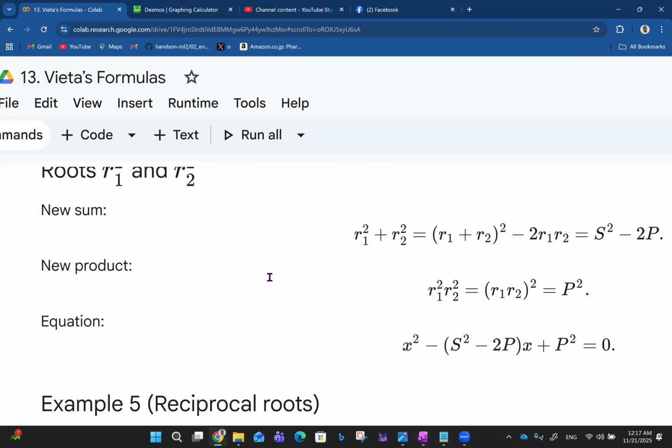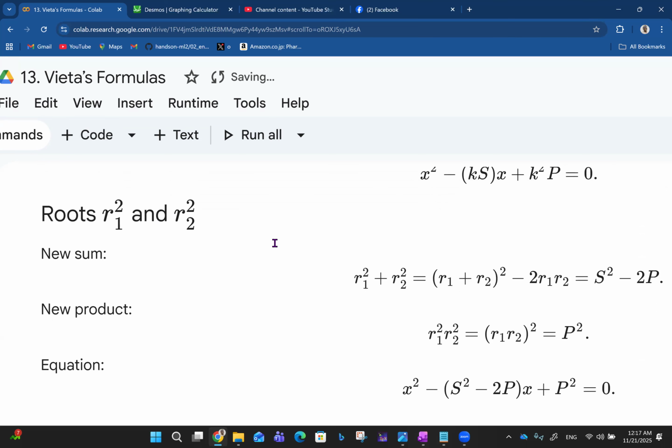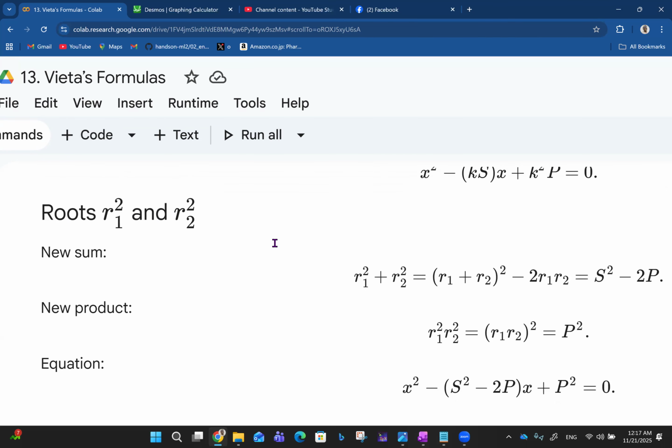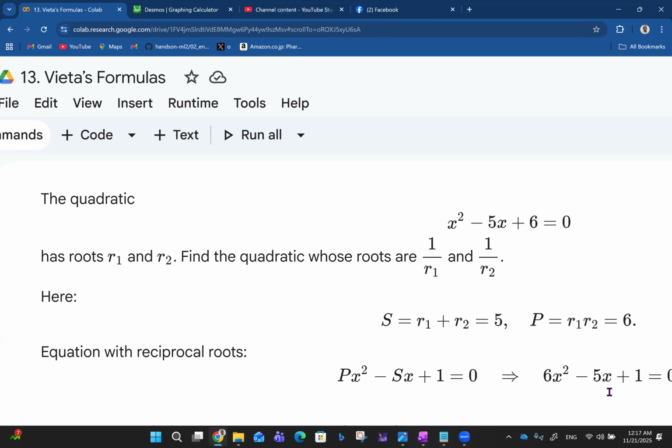Yeah, so what if you now have roots r1 squared and r2 squared? The process is the same. Find the new sum and the new product, and you're good to go. So the new sum is just r1 squared plus r2 squared, which is the same thing as (r1 plus r2) all squared minus 2 r1 r2. So that's the sum squared minus 2 times the product. Then the product, you have (r1 r2) all squared, which is p squared. Then you form the new equation: x squared minus (s squared minus 2p) x plus p squared equals 0. So those are some possible transformations you can definitely have.